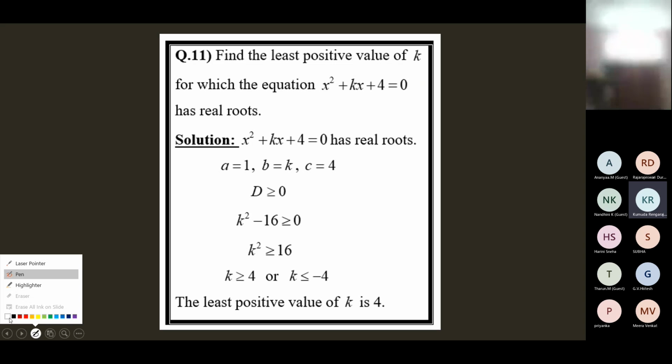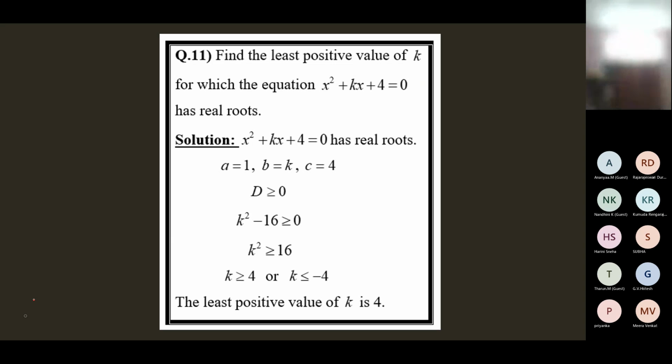You know how to get the values of A, B, C from the quadratic equation. This is the condition for real roots. On substituting, D, so you can add these steps here. B square minus 4AC is greater than or equal to 0.